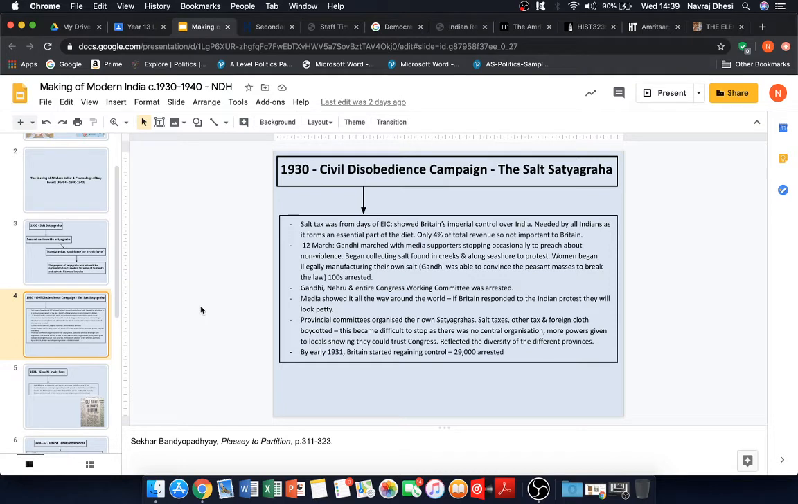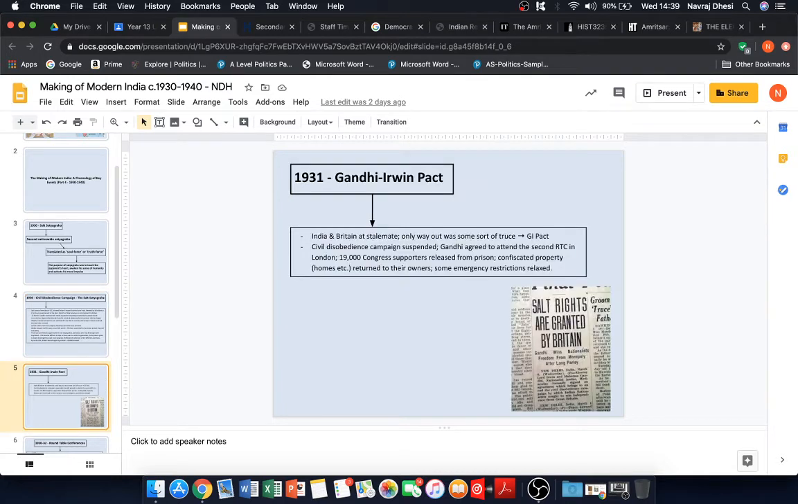All right. So the Gandhi-Irwin Pact. Now, India and Britain at the time were at a stalemate, and the only way out was a truce. Now, the truce was the Gandhi-Irwin Pact between Gandhi and Viceroy Irwin at the time. The civil disobedience campaign has been suspended, and Gandhi agreed to attend the second roundtable conference in London. 19,000 Congress supporters were released from prison. Confiscated property was returned to their owners, and some emergency restrictions were relaxed.